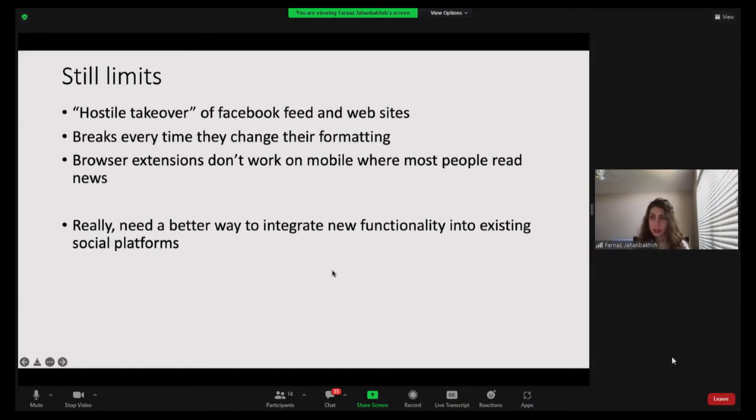All right, so the extensions work reasonably well, but they're basically taking over social media feeds and news websites in a hostile fashion, without support or compliance from those platforms. And they use a variety of heuristics to figure out which elements they need to change. But if the rendered page changes drastically, then they can break and stop working. They also have this limitation that they don't work on mobile, and that is where many people read news. So really, we need a better way of integrating new functionalities into existing social media platforms.